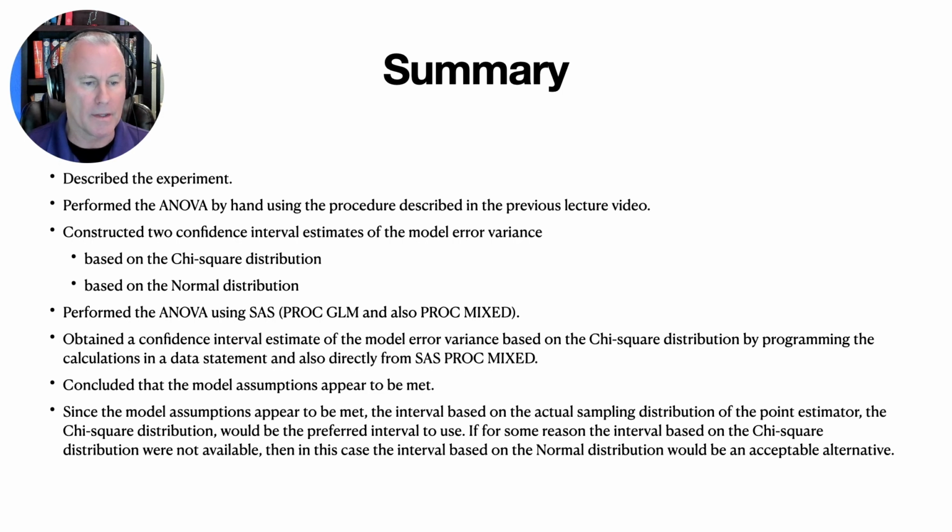We concluded that the model assumptions appear to be met. And finally, since the model assumptions do appear to be met, the interval based on the actual sampling distribution of the point estimator, the chi-square distribution, would be the preferred interval to use. If, for some reason, the interval based on that chi-square distribution were not available, then in this particular case, the interval based on the normal distribution would appear to be an acceptable alternative.